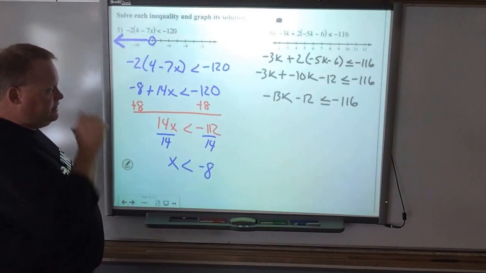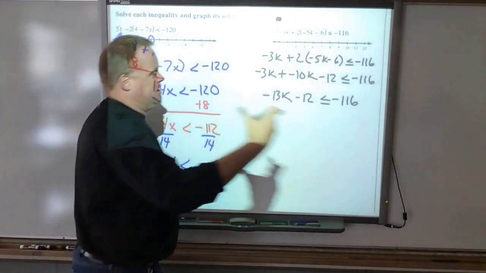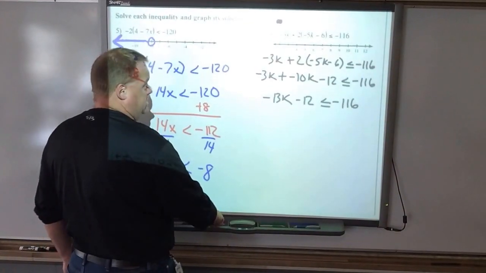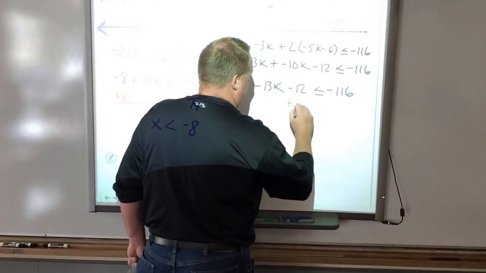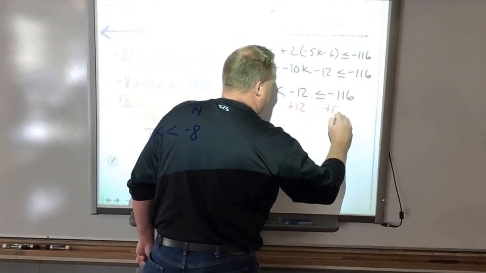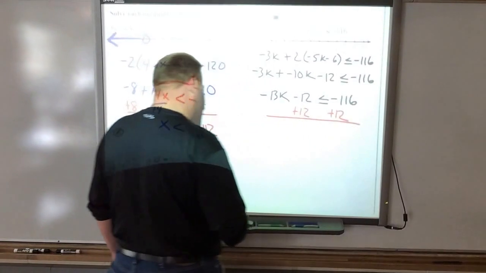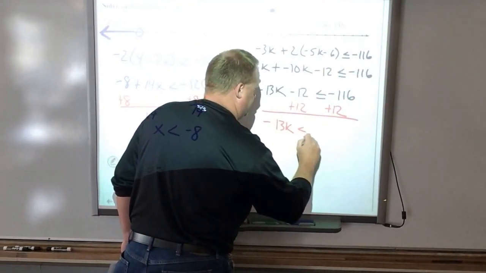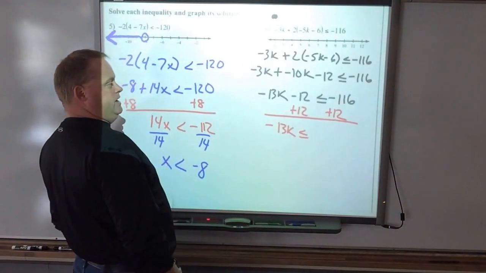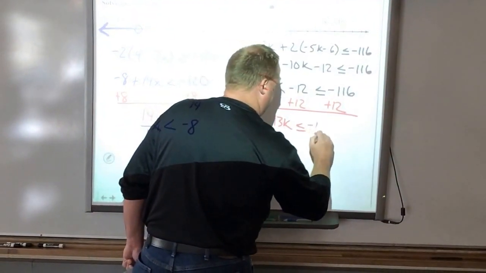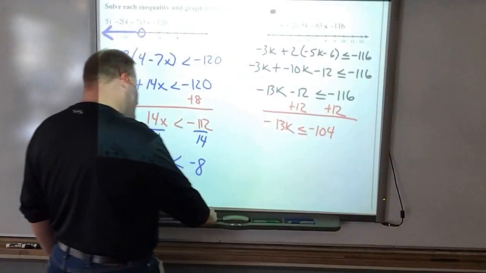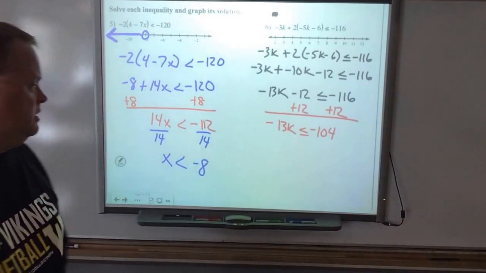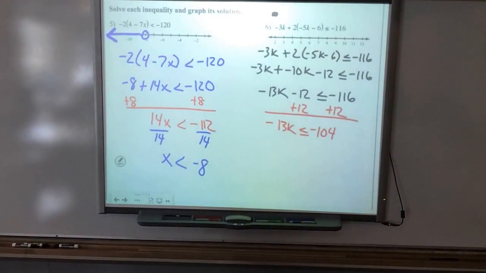Now, I notice that I've got a k on the left-hand side. I've got numbers on the right-hand side of the inequality, but I still got a negative 12 here. I'm going to need to move that negative 12. I do that by adding to take it to the other side. This becomes negative 13k less than or equal to, I added 12 to negative 116, so this becomes negative 104.